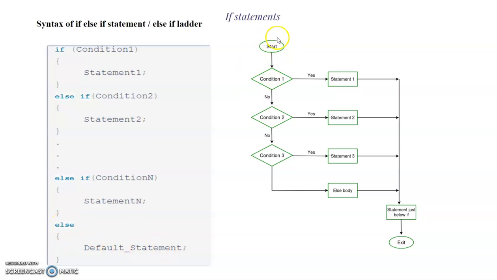So this will be represented in the flow chart in this fashion. So you have something before here, and condition 1 will be evaluated. If it is true, then statement 1 executes and comes out to the statements just below the if statement. Otherwise, condition 2 gets evaluated, and if it is true, then statement 2 gets executed and it comes out of the if statement. Otherwise, condition 3 gets evaluated, and if it is true, then statement 3 gets executed and it comes out of the if statement. Otherwise, the statement in the else body gets executed and it comes out of the if statement.